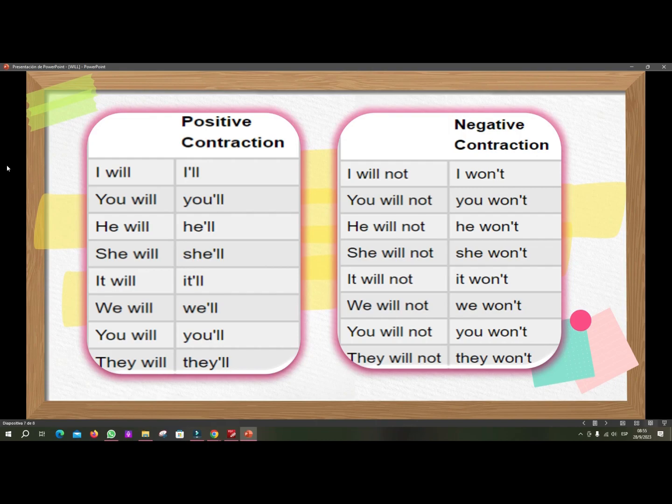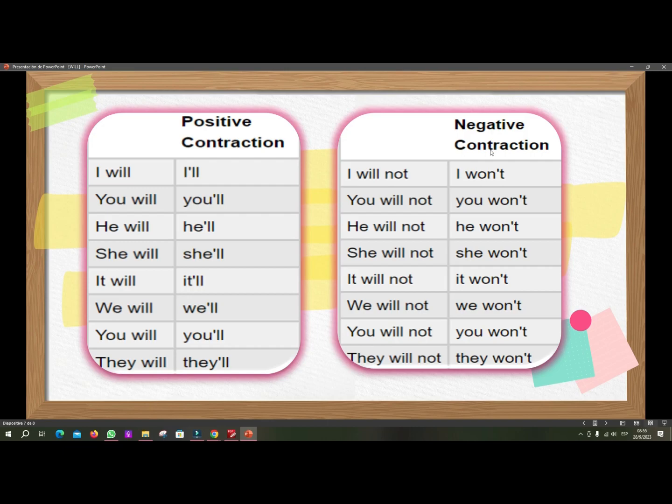Okay, here you have some contractions, right? The long form and the short one. I will, I'll, right? Or you will, you'll, he will, he'll, she will, she'll, it will, it'll, we will, we'll, you will, you'll again, and they will, they'll, right? We can use the contractions if you want, and also the long form. And sometimes native speakers use the contraction because it sounds more natural. So you can use the long form or the short one if you want.